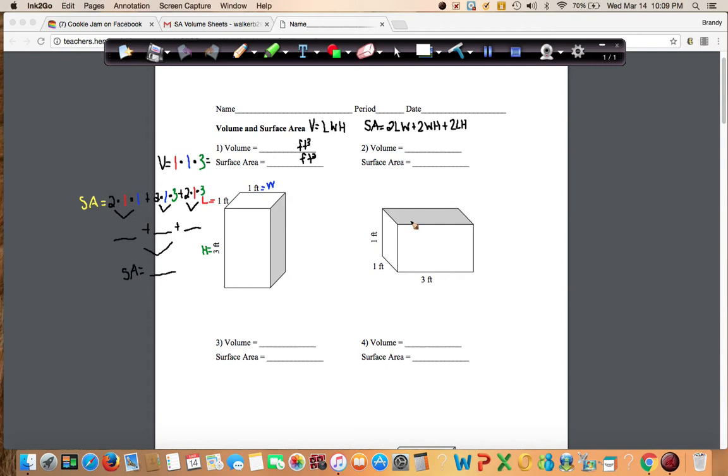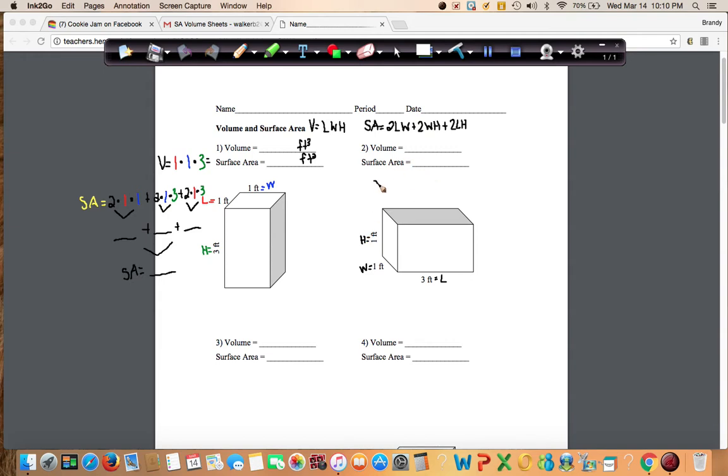Alright, let's look at number 2. Well, if you notice, number 2 is almost the same. We have our length, our width, and our height, so we can go ahead and mark those. It's just like they took this one and laid it on its side. So since you're multiplying the exact same things, and this is going to be our, we'll call this our width, and this 1 foot will be our height, you're multiplying the same things together. So to be honest, your answers should be exactly the same.